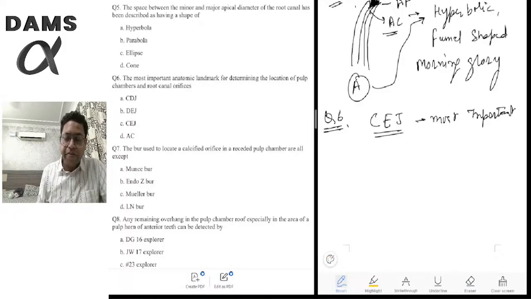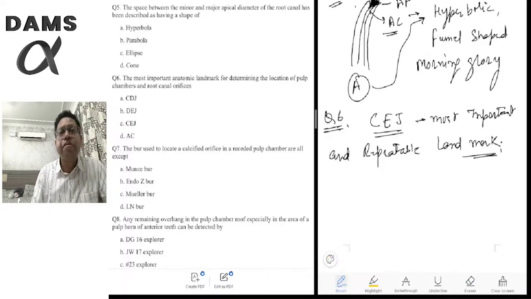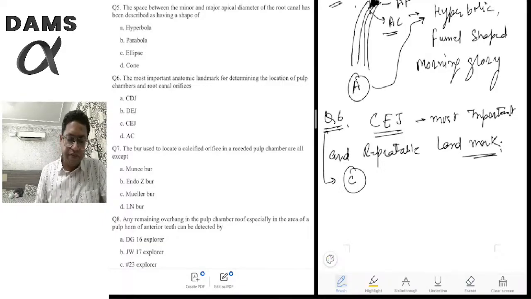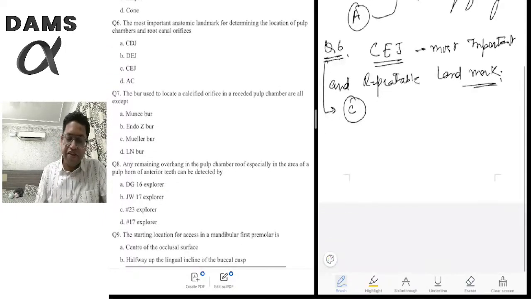okay, and repeatable landmark. It is the most consistent and repeatable landmark for determining the location of your pulp chambers and root canal orifice. So option C is the answer to question number 6. Coming over to question number 7.